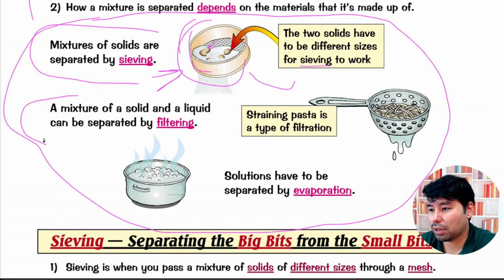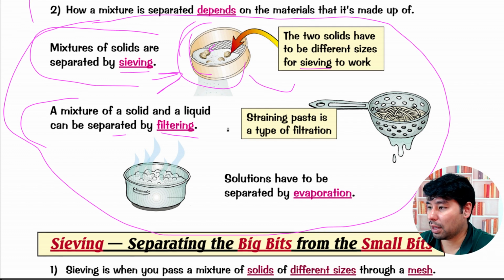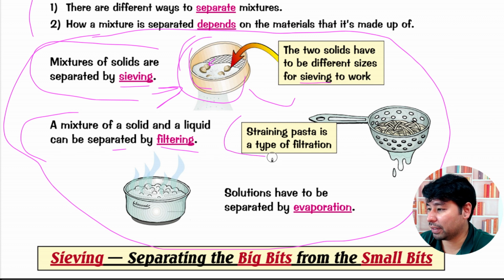A mixture of a solid and a liquid can be separated by filtering. So we had two words, sieving and filtering, okay? Sieving, you are sieving, you use this product here. Filtering, you are filtering, you use something to filter, alright? So that's why a mixture of a solid and liquid can be separated. How do we separate it? By using the filter, right? And we have an example here. Straining pasta is a type of filtration, right?